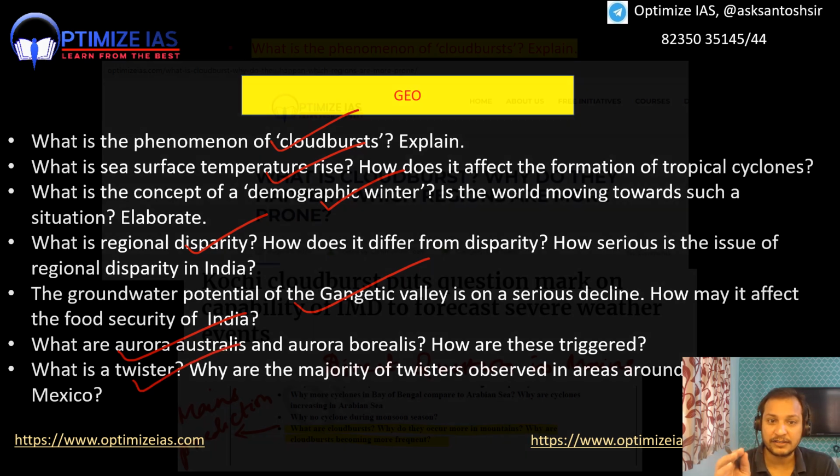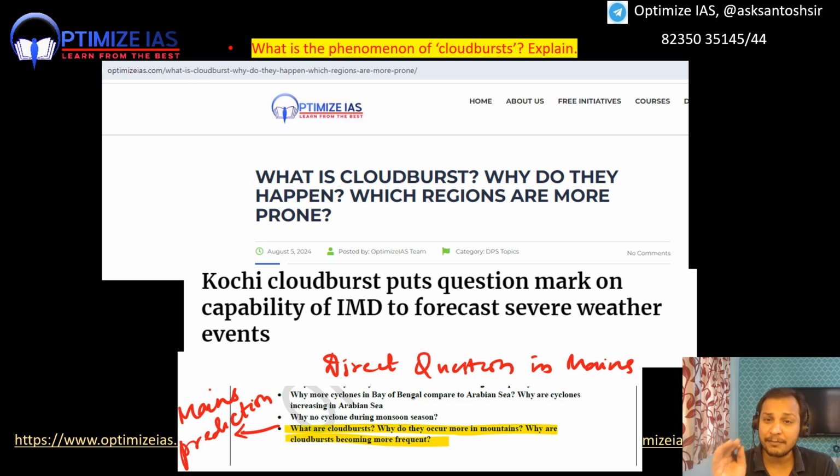So you can see the first question, I had predicted this question. I had published an important question list for aspirants who are writing the mains examination. You can see directly: what are cloud bursts? Explain the phenomenon of cloud burst. Exactly the same question. Why do they occur in mountainous regions? Why are they becoming more frequent?